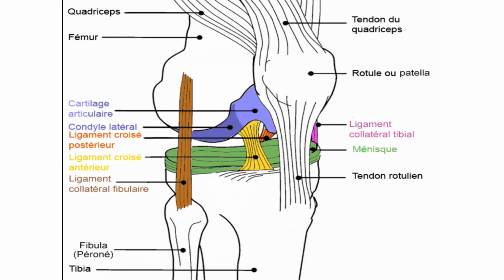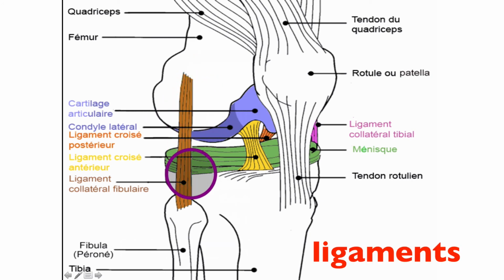A couple other structures I want to mention. One are ligaments, which attach bone to bone. In this case, this is the lateral collateral ligament. All of this is written in French, I believe. And it's attaching bone to bone. In this case, the head of the fibula to the lateral epicondyle of the femur. We have another ligament right here, the anterior cruciate ligament, attaching bone to bone. In blue here is hyaline cartilage. Back here is a posterior cruciate ligament.